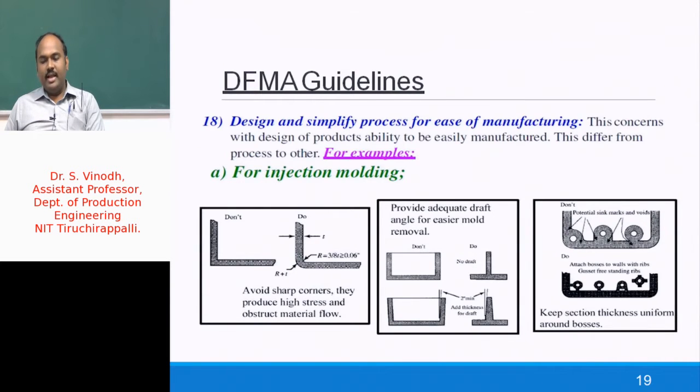Further, in continuation with the DFMA guidelines, we could see in this slide certain guidelines for injection molding, which is one of the prime processes for manufacturing plastic parts. The one at the left side shows how sharp corners are being avoided, where the high stress regions are being avoided. Then the one in the middle shows where adequate draft angle has been provided for easier removal of the mold, and the one on the right side shows that as far as possible the thickness needs to be maintained uniform. It will facilitate the manufacturability.